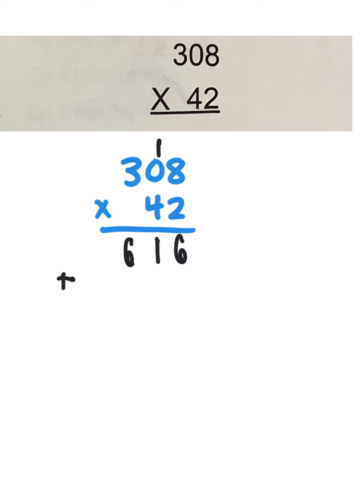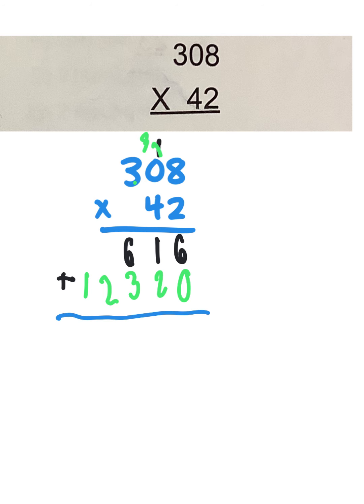Now we move on to the 4. 4 times 8. Space holder. 4 times 8 is 32, so you put your 2. Carry your 3. 4 times 0 is 0, so you add your 3. And 4 times 3 is 12. Take it back to blue.